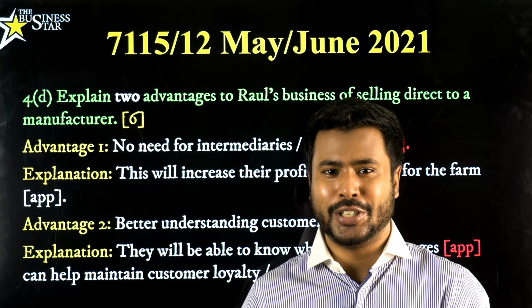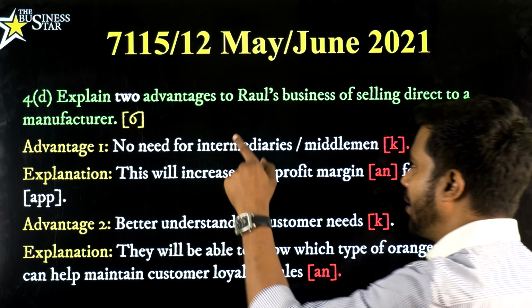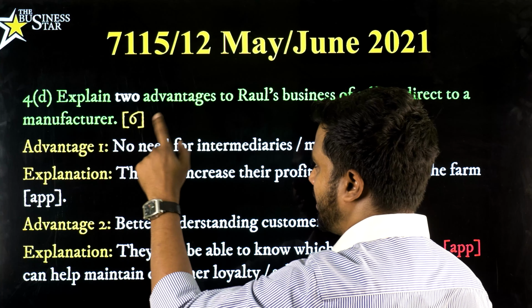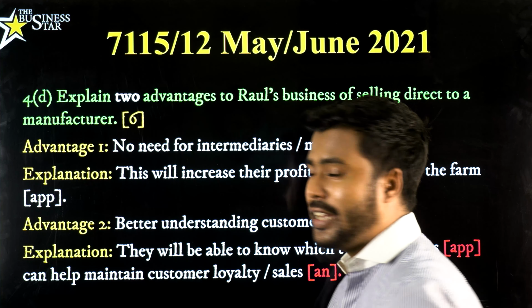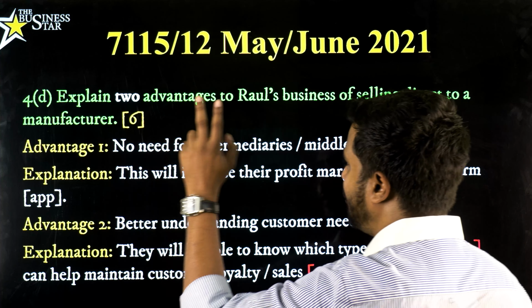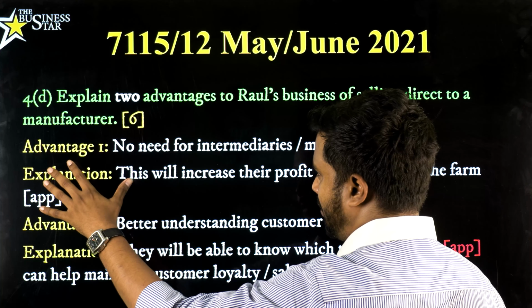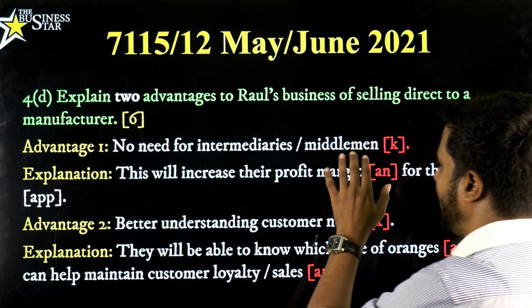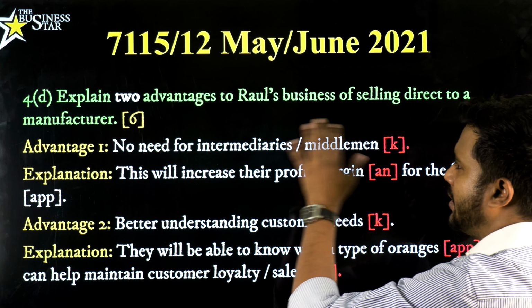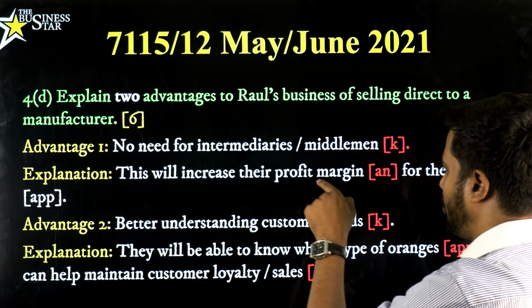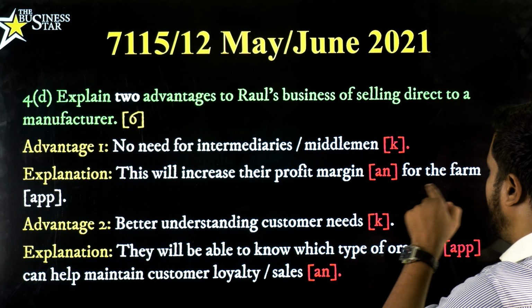Moving on to question number 4d, which speaks of explain 2 advantages to Rahul's business of selling direct to a manufacturer. This is a 6-mark question and we need to use a combination of knowledge, application and analysis. So there are basically 2 advantages. Let's talk about the first advantage. Starting with advantage number 1, no need for intermediaries or middlemen. This is the knowledge, as Rahul is selling directly to a manufacturer. The explanation is this will increase their profit margin. This is the analysis.